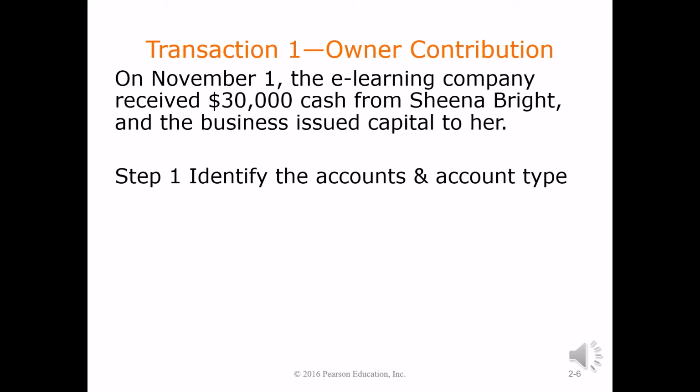The first step is to identify the accounts and the account type. I'm always looking to see if our transaction affects cash, and that's the first thing I look for here. And absolutely, cash is affected in this transaction. I always have to post to 2 accounts every time I make a transaction and write a journal entry. So I need to search the information for the other account.